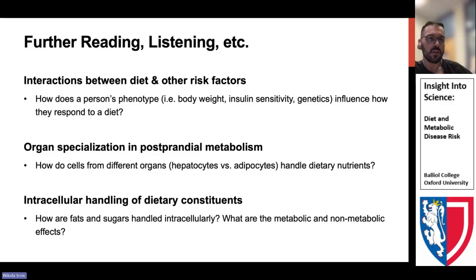So as I mentioned earlier, you can try and tease apart and look at the interactions between diet and other risk factors. So how a person's phenotype, for example, how much body weight they have, what is their insulin sensitivity, how does this influence how they respond to a high fat diet, a high carbohydrate diet, etc. I'd also recommend that you have a read about how different organs are specialized to handle metabolism after a meal. So postprandial means following food. So what does the liver do versus what does the adipocyte do? What does insulin do in different organs? And how do the different organs in our body come together to orchestrate a coordinated response?